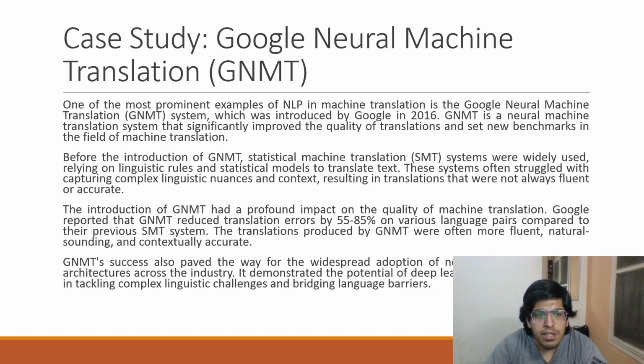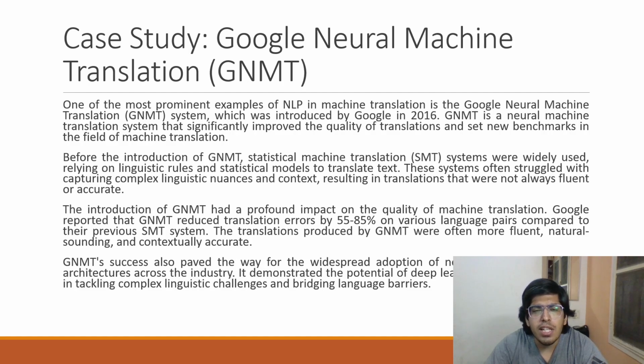field of machine translation. Before the introduction of GNMT, statistical machine translation (SMT) systems were widely used, relying on linguistic rules and statistical models to translate text. These systems often struggled with capturing complex linguistic nuances and context, resulting in translations that were not always fluent or accurate. The introduction of GNMT had a profound impact on the quality of machine translation.